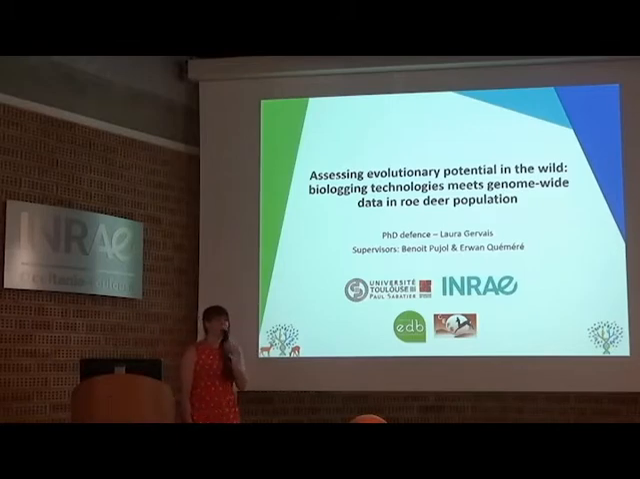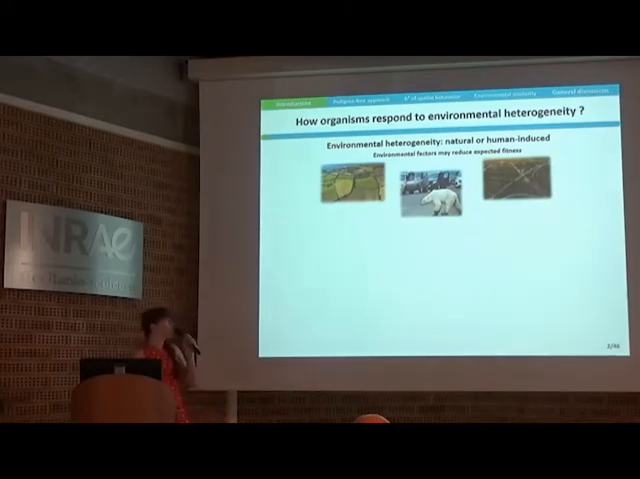So today I'm going to introduce my thesis, where I've been interested in assessing evolutionary potential in a wider, broader population. I would like to start my talk with a general observation, which is that every organism has to face environmental heterogeneity, either natural or induced by humans. Yet, when it's induced by humans, as you might see on this picture, it can lead to extreme changes, often at a faster pace than if it was natural. So that's why we've come to wonder in the literature how organisms respond to environmental heterogeneity.